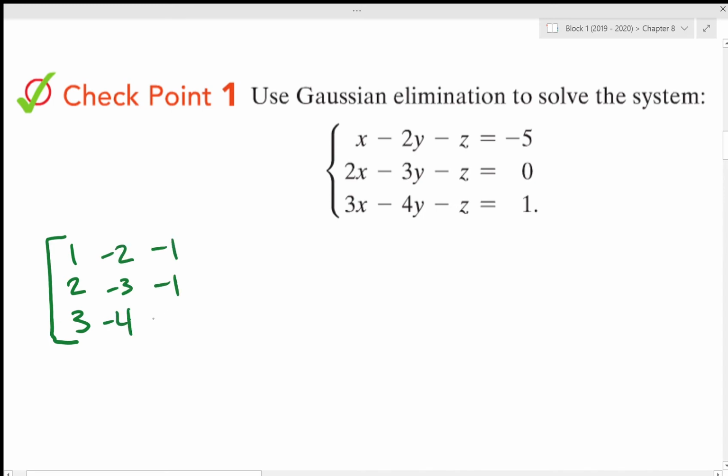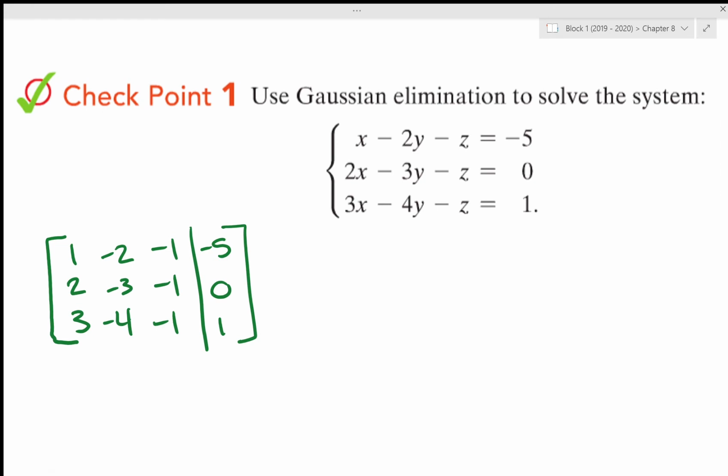-1, -1, -1, line, -5, 0, 1. So I already have the 1 in the top left corner. Conveniently, if I don't, we could swap with any row or multiply something to the row. And I'm going to do -2 times row 1 and add it to row 2 to make that 2 a 0. Then I want that 3 to be a 0, so I'm going to do -3 times row 1 plus row 3.